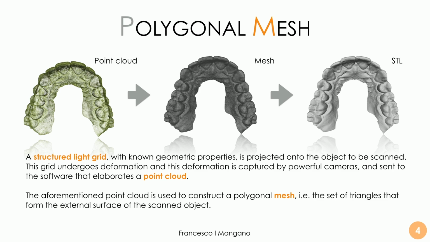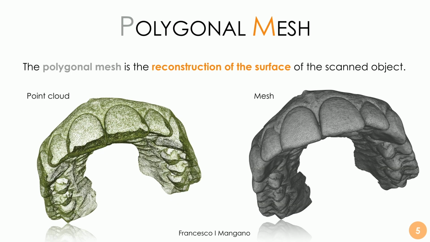The software elaborates a point cloud, and based on this, there's interpolation and mesh construction. So a set of triangles is built connecting the selected points of the cloud, by means of interpolation, by means of algorithms for the reconstruction. And then we have the reconstruction of the external surface of the scanned object, represented in this case by the mesh and by the standard tessellation language file. It's important to say that the polygonal mesh is the reconstruction of the surface of the scanned object, and it comes from a point cloud.